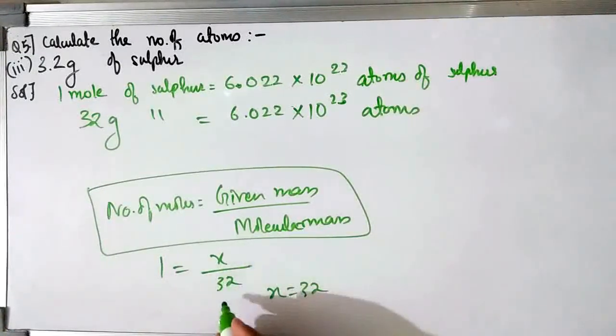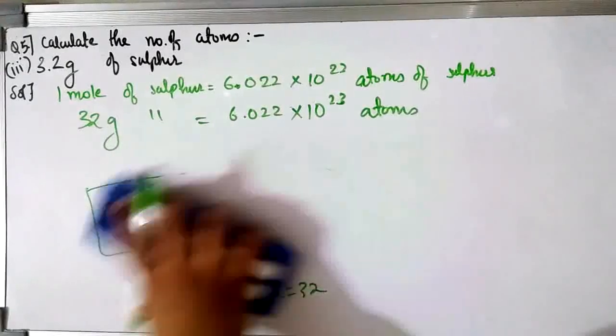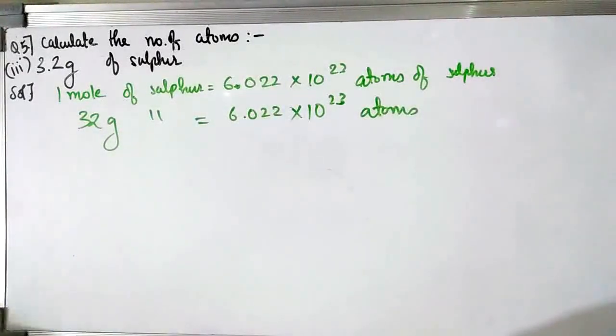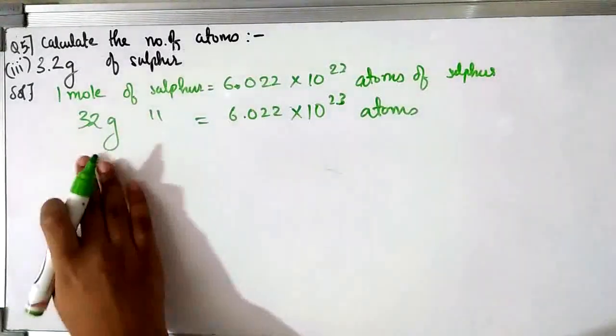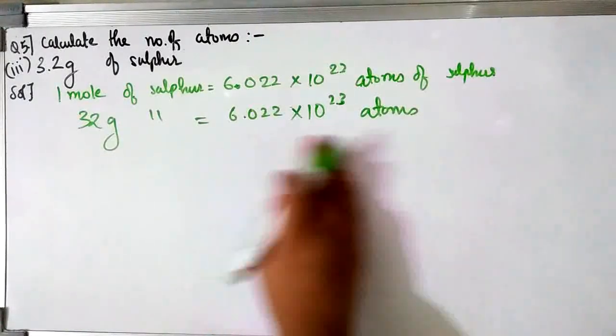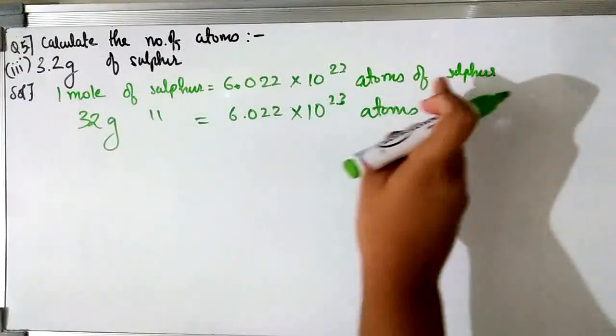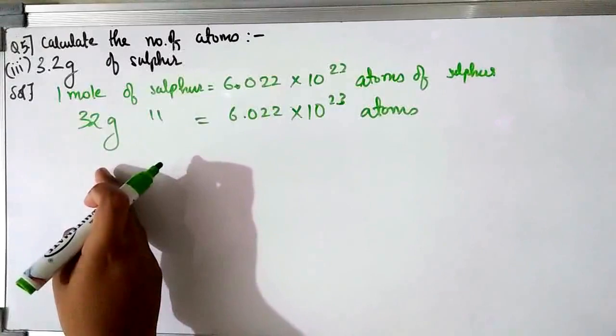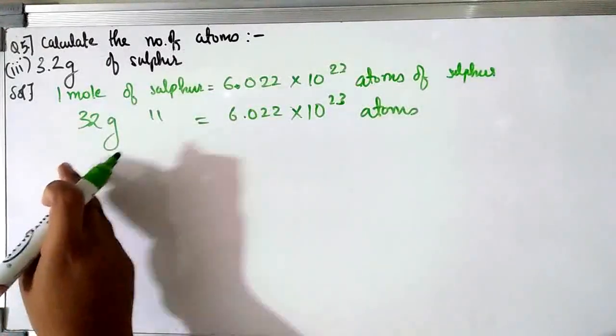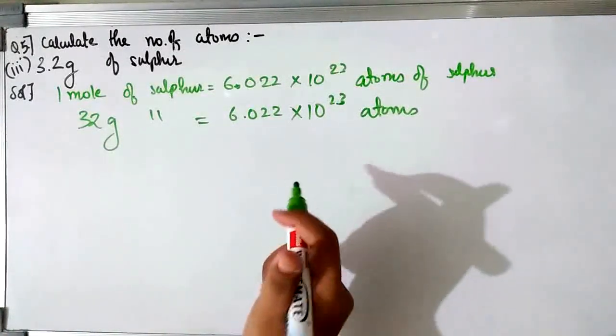So we found out that the atomic mass of sulfur is 32, so 1 mole of sulfur is going to have 32 grams of sulfur. So 32 gram of sulfur is going to have these many atoms of sulfur, because 1 mole of sulfur had these many atoms and 1 mole is nothing but 32 gram of sulfur. So 32 gram of sulfur is also going to have these many atoms of sulfur.